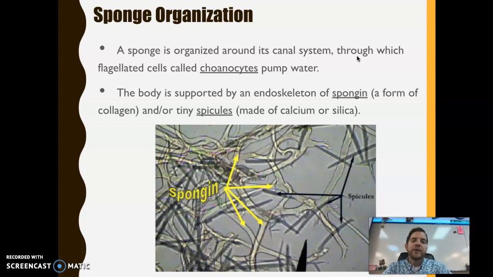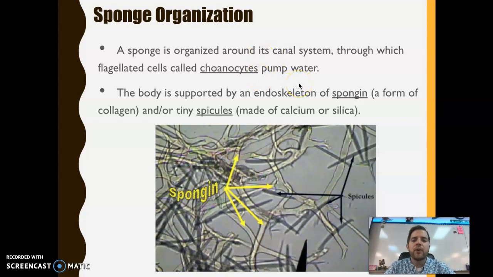And so you have that water coming in the ostia, out the osculum. And the choanocytes, also called the collar cells, are the ones that are pumping that water. So they are actually moving their flagella, and as they're doing so, they're pumping that water through. They're not a tissue, but they communicate enough as cells to make sure that they're pumping in the same direction at the same time. And so that pumps water through, and that's how they kind of sieve out their food.